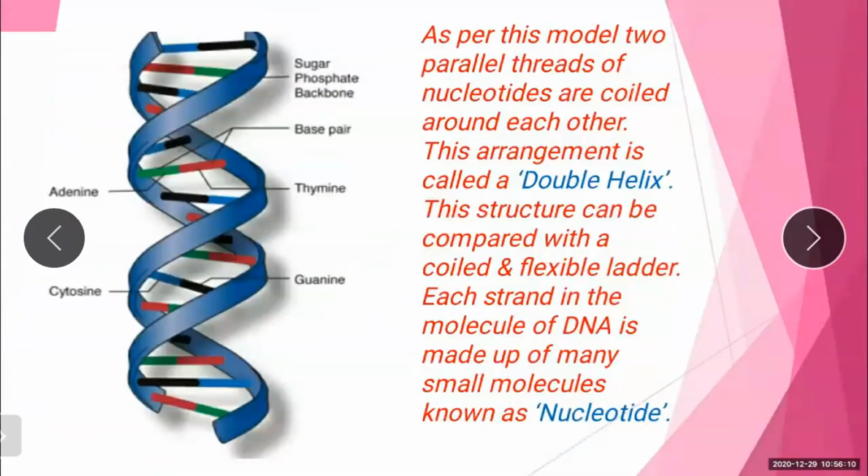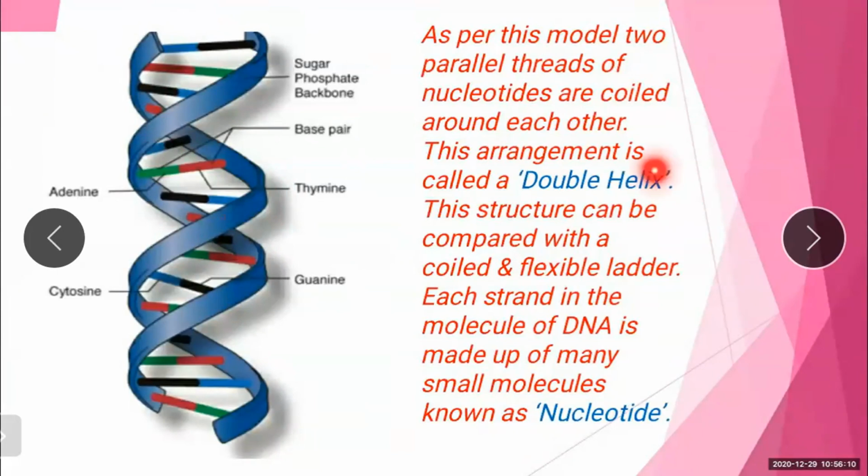See this form, this is called as the double helix. Here, as per this model, two parallel threads of nucleotides are there. See, first, this one, second. As per this model, two parallel threads of nucleotides are coiled around each other, and this arrangement is called as double helix. Here each strand of helix is made up of what? It is made up of nucleotides, and each nucleotide is made up of a phosphoric acid.